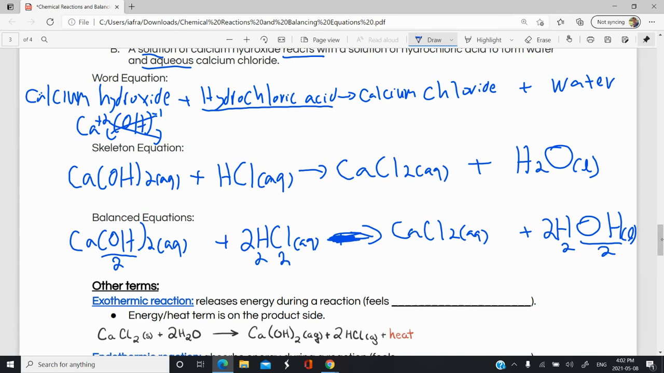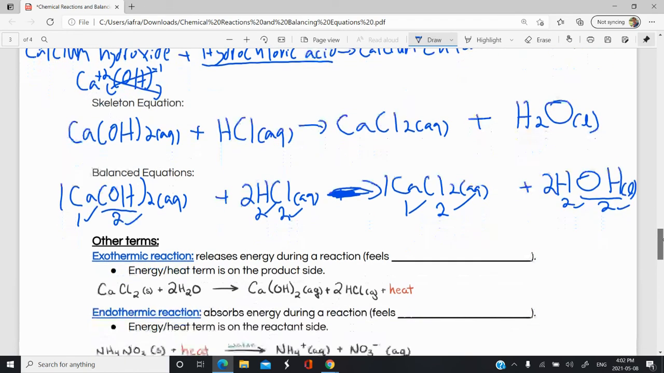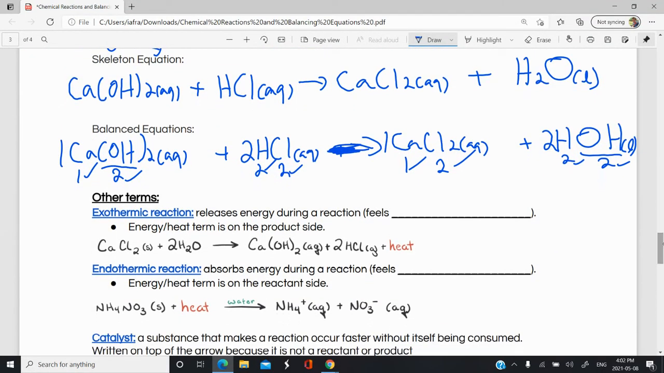And I'm just going to go count everything. 1 calcium here, 2 chlorines, 1 calcium there. So it looks like both sides have balanced atoms at this point. I have 1 calcium, 2 hydroxides, 2 hydroxides, 2 hydrogens, 2 hydrogens, 2 chlorines, 2 chlorines. Everything looks balanced. I'm just going to put a 1 in the front there, 1 in the front there, just to indicate that I'm completely done. And there's our balanced equation that follows the law of conservation of mass.